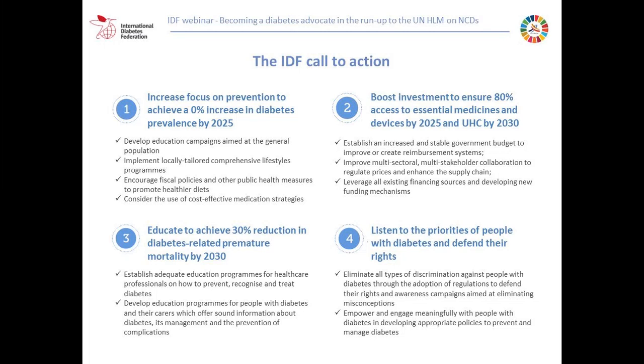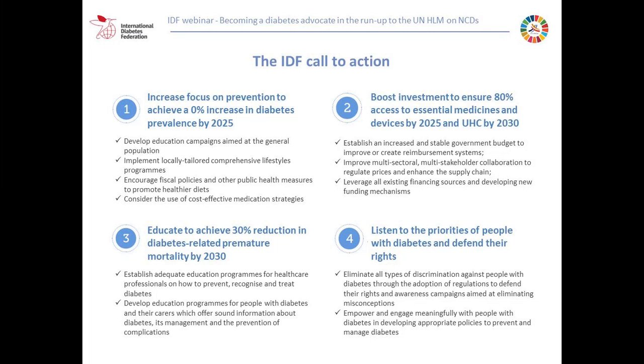So this is one of the WHO targets that we saw before. And we think that the way of doing this is by developing education campaigns aimed at the general population, also by implementing comprehensive lifestyle programs that are locally tailored. So this is aiming to improve the lifestyle of people, taking into account the specificities of each country and region. Also, we think it's important to encourage fiscal measures and other fiscal policies and other public health measures. For example, a tax on sugary drinks or on other unhealthy products. And finally, also, when necessary, we think that it's needed to consider the use of cost-effective medication strategies.